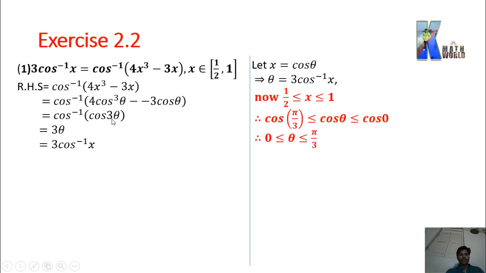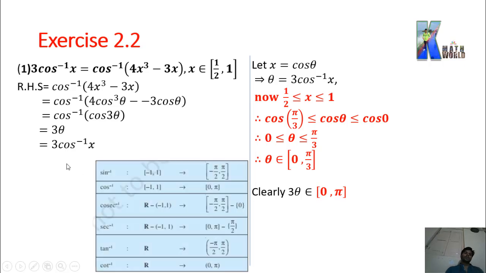Okay, here again 3 theta is there, so you need to multiply by 3. So firstly we write for theta, now multiply by 3. So you get 3 theta belongs to 0 to 3 pi by 3, the 3 cuts out, so 0 to pi. And for cos inverse, the range is 0 to pi. Okay, so this is your answer.